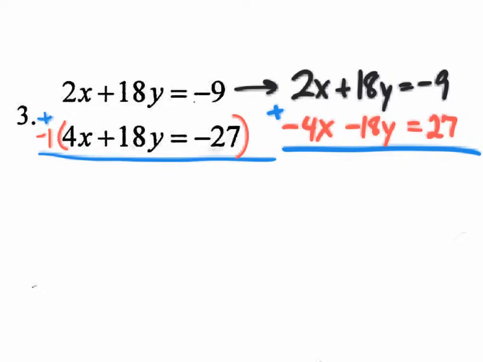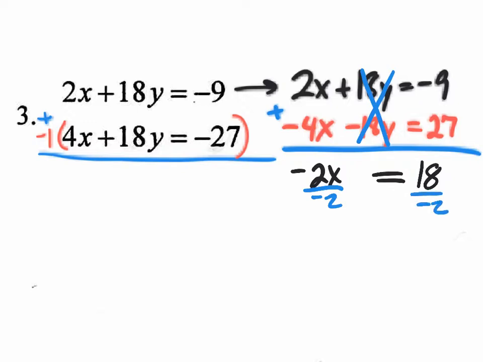Okay, so let's combine the lines. What is 2x minus 4x? 2x minus 4x, that is negative 2x. And then, of course, the positive 18y and the negative 18y cancel out. Let me bring down the equal sign, and negative 9 plus 27 is positive 18. So this is our new simple equation. Now all I need to do is solve it. Divide by negative 2, divide by negative 2, and you will get x equals negative 9. That's one answer to your system.